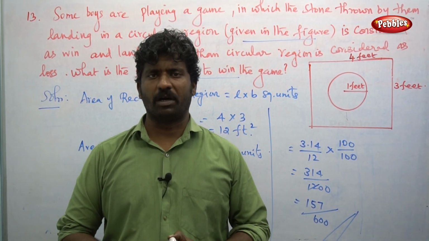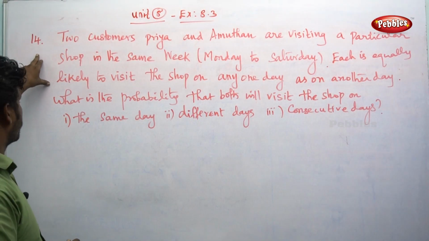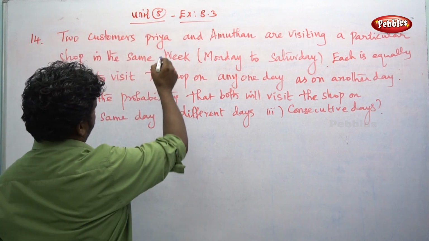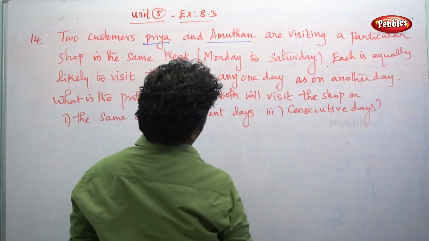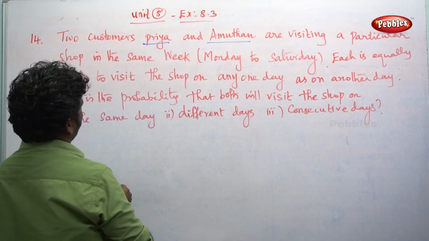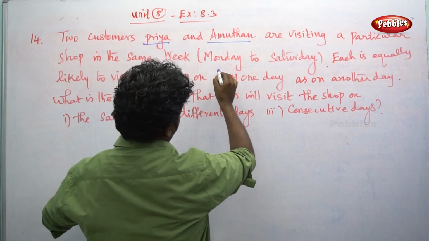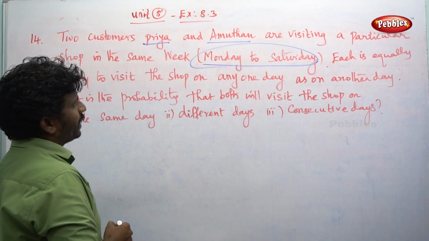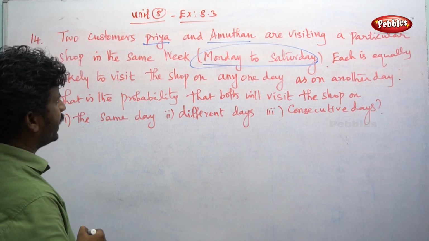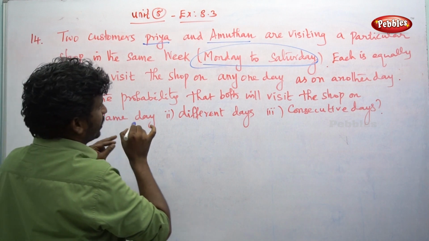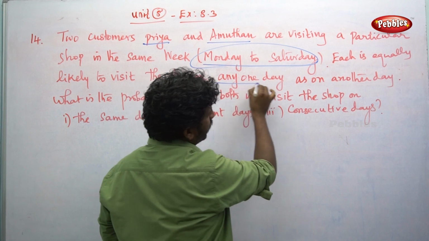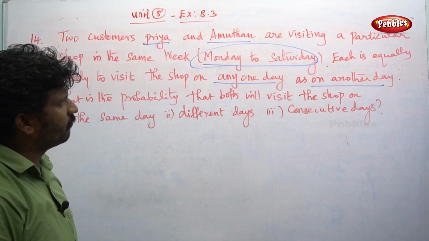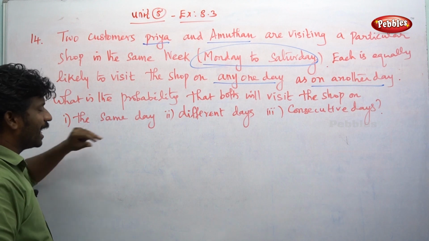இப்போ next problem பார்க்கலாம். Question number 14 in exercise 8.3. Two customers, Priya and Amudan, are visiting a particular shop in the same week. The days numbered Monday to Saturday. Each is equally likely to visit the shop on any one day as on another day. What is the probability that they will visit the shop on the same day?